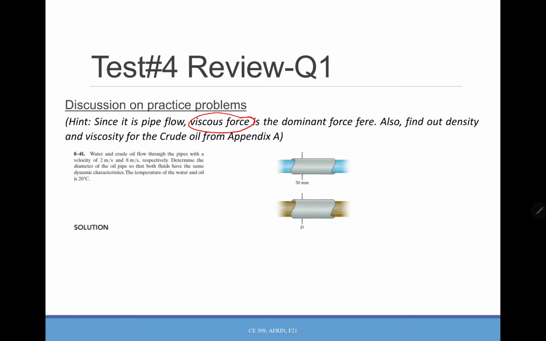So you can set this problem like this way: Reynolds number for model and Reynolds number for prototype. You can consider one of these as model, one of these as prototype, and then you can solve the unknown. Just make sure if you consider water as model, all the given values for water should be for model, and all the given values for the crude oil should be for prototype.